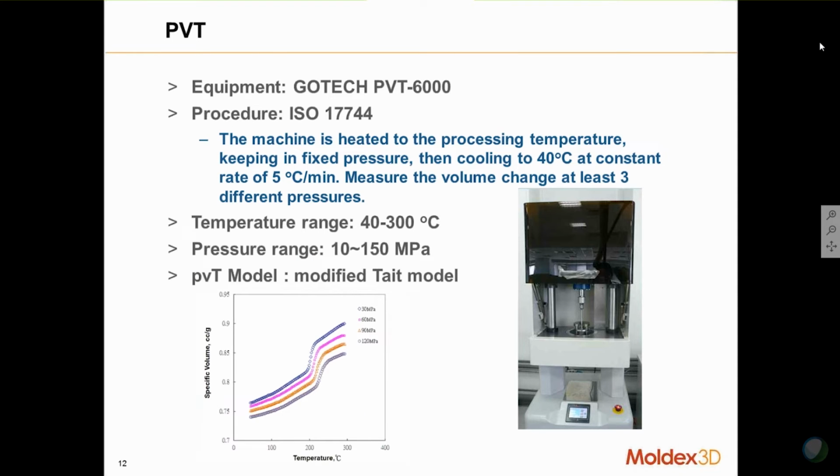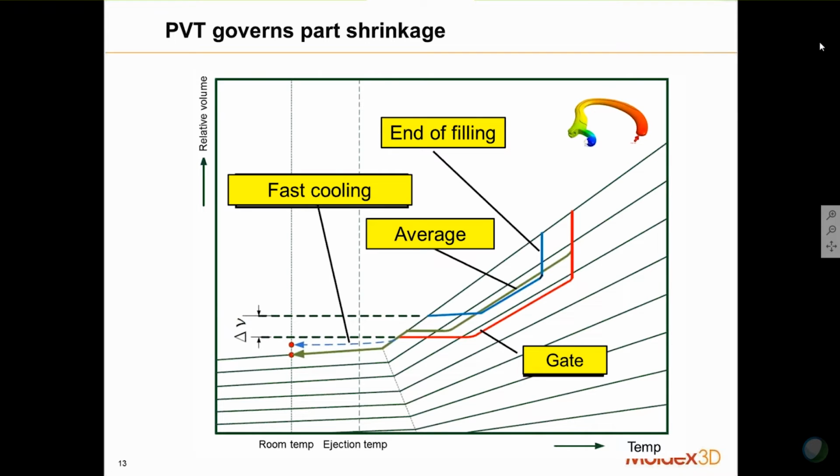Another very important material parameter that we need to consider is the PVT. The V stands for specific volume, the P stands for pressure, and T stands for temperature. Basically, what we are looking at is the specific volume under the influence of pressure and temperature. And why is this important? This is a typical PVT curve during the injection molding process. On the y-axis is the relative specific volume, and on the x-axis is the temperature.